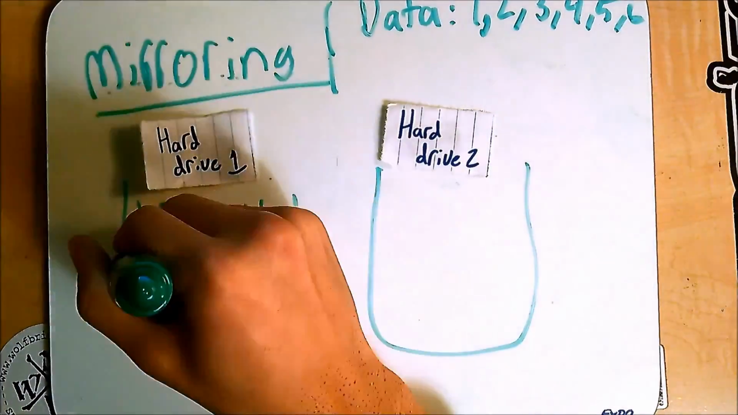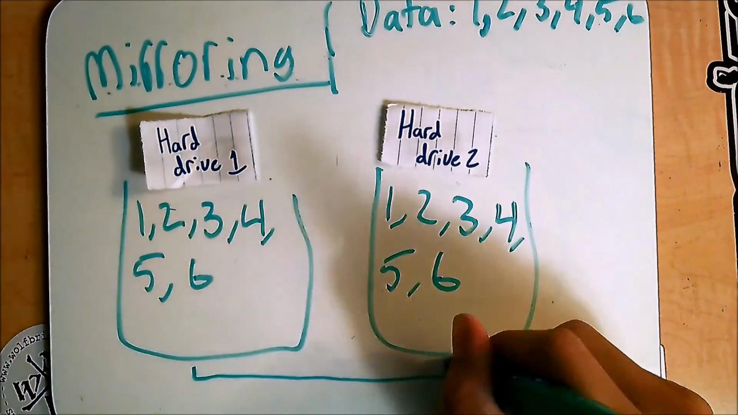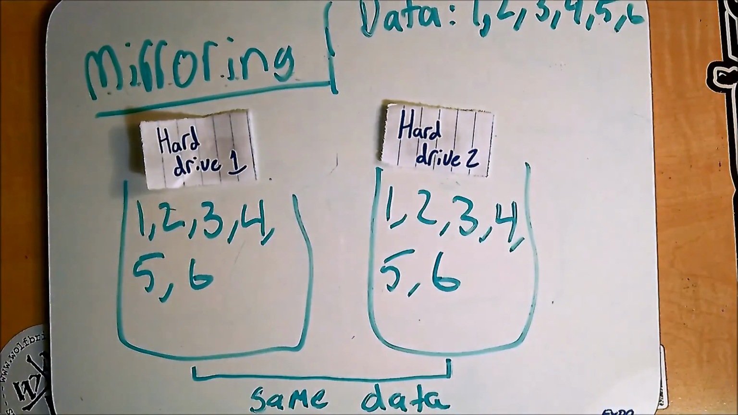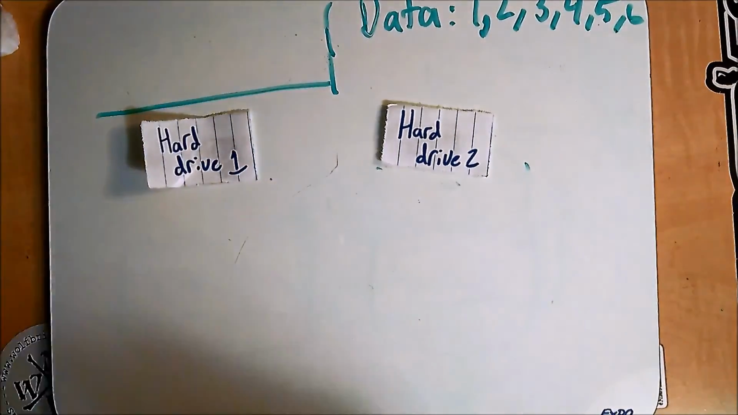Mirroring takes the same data but puts it into both hard drives so that you have two hard drives with the same data. This would be useful for faster read-write speeds and all that stuff, which we'll get into when we talk about the RAIDs.